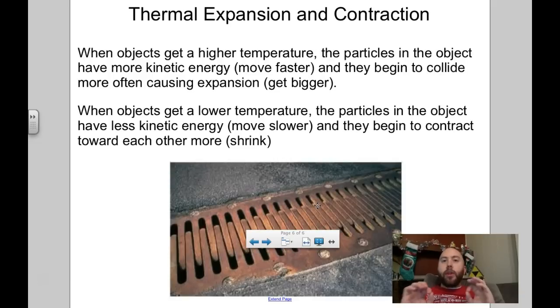But again, thermal expansion. When things get hotter, the particles move faster, causes them to collide more, causes the object to expand. When things get colder, the particles slow down, they don't collide as much, the particles contract closer to each other, and therefore the object shrinks. And there you go. That's everything you need to know about thermal energy in a very short video.